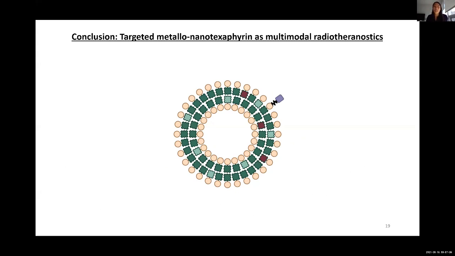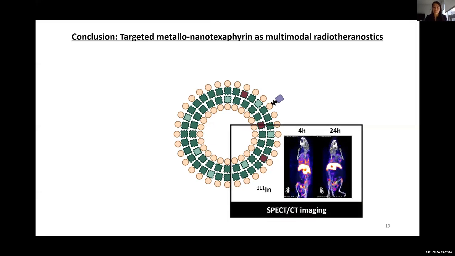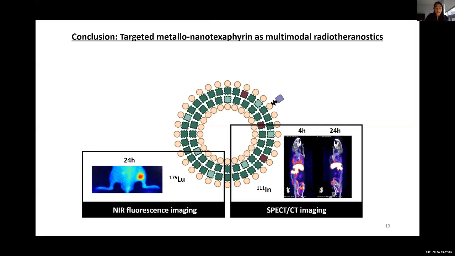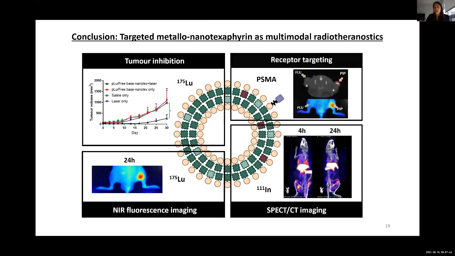So overall, I think we've been able to demonstrate that the metal nanotexaphyrin is a very versatile platform for targeting and multifunctional purposes. By introducing the indium-111 metal into our nanotexaphyrin, we can enable SPECT-CT imaging. And by introducing the lutetium-175, we can enable both the near-infrared fluorescent imaging as well as PDT treatment to show tumor growth inhibition. And finally, this nanoparticle is very tunable.